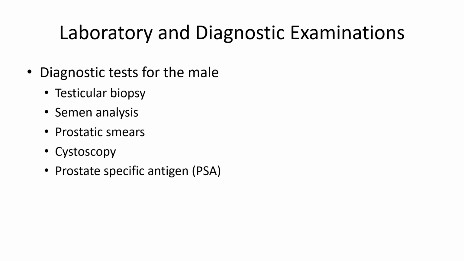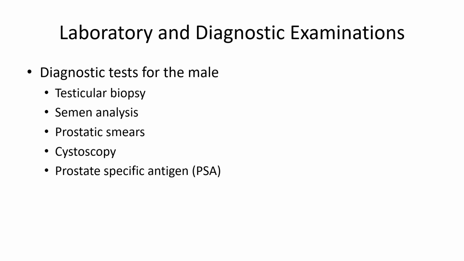Cystoscopy is done for both men and women, and it's done to detect things like bladder infections, tumors, things like that. PSA. PSA is extremely important. This has been on people's boards so many times, I can't even tell you. So what is a PSA? It stands for prostate specific antigen. This is usually done with a rectal exam.